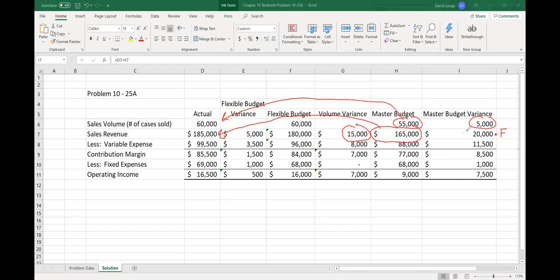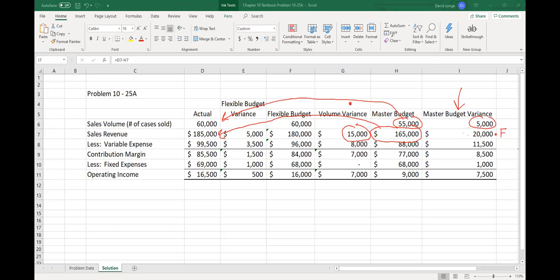Does that make sense? That's what the volume variance is. It's basically saying, here are your differences between the master and the actual. But we also know, apples to oranges, how much of these differences are based just on volume, and that's what this volume column is essentially doing for you. So if I went to the variable expense row, so notice we've got.